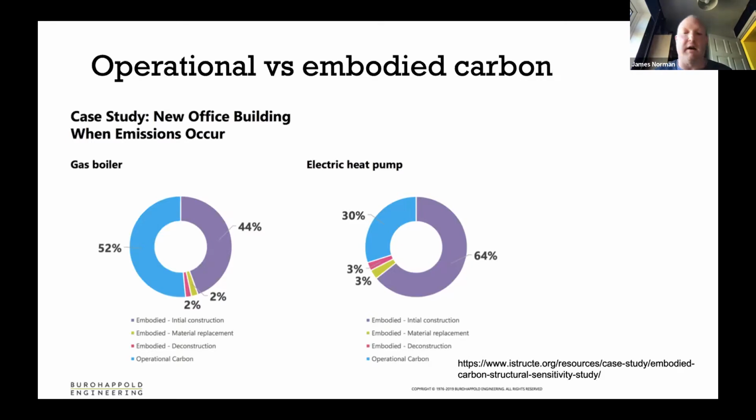There's a really nice study produced by Bureau Happold Engineering, which is available from the iStruct-E website. It shows that the embodied carbon in a building with a gas boiler was, in their study, which is just a one-off building, about 44%, so significant. If we change that gas boiler to an electric heat pump, the embodied carbon becomes 64%. That is a big deal. So we really need to be serious about embodied carbon.